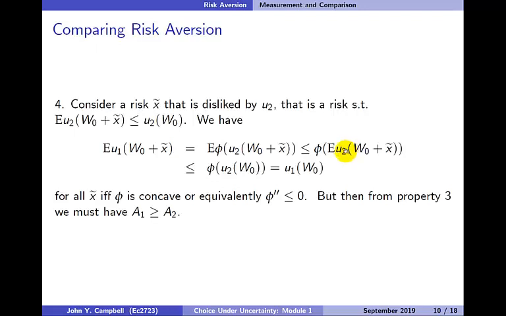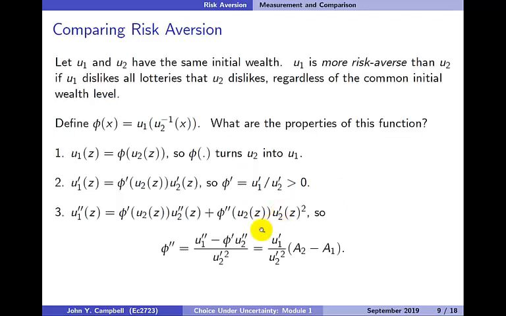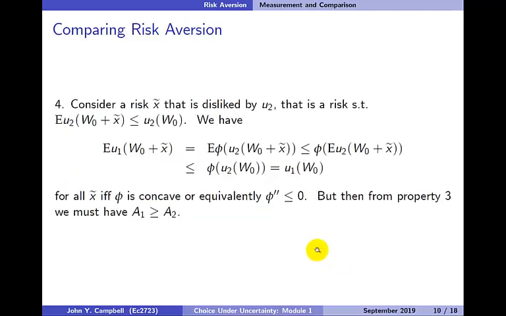And if phi is concave, or the second derivative is non-positive, what does that require? We'll go back one slide. We know that the second derivative is proportional to the difference in risk aversions. So we must have that a1, absolute risk aversion for person 1, is greater than absolute risk aversion for person 2. All right, so what we've done now is we've shown that if one person is more risk averse than another, they have to have higher absolute risk aversion at any initial level of wealth.